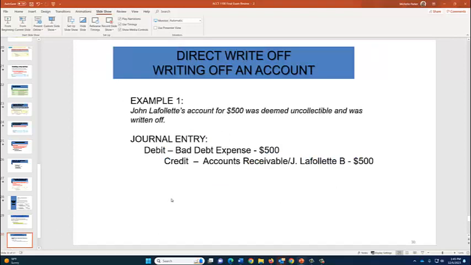Now we need to remember how to write off an account using the direct write-off method. So remember, when we write off an account, we are taking it out of accounts receivable. So we are going to credit accounts receivable in this case. John LaFolette's account for $500 was deemed uncollectible and was written off. So remember, written off equals being taken out of accounts receivable. So we credit accounts receivable for $500 and debit bad debt expense for $500, and that is with the direct write-off method.